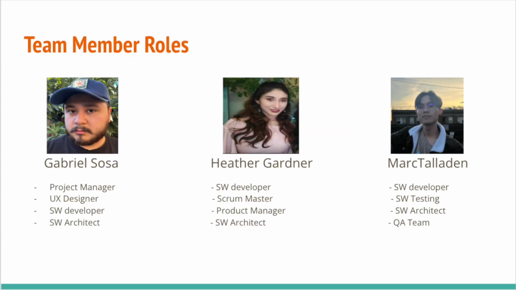So to start off, our group consists of Gabriel Sosa, Heather Gardner, and myself, Marc Talladen. Gabriel is our group manager who assigns tasks to everyone and sets deadlines, as well as the main UX designer for the app interface. Heather is our scrum master who keeps track of deadlines through our Asana board, as well as product manager who creates the user stories that our product needs to fulfill. My role as quality assurance and software tester was testing our app for any bugs and making sure the features work as intended before the release of our app.